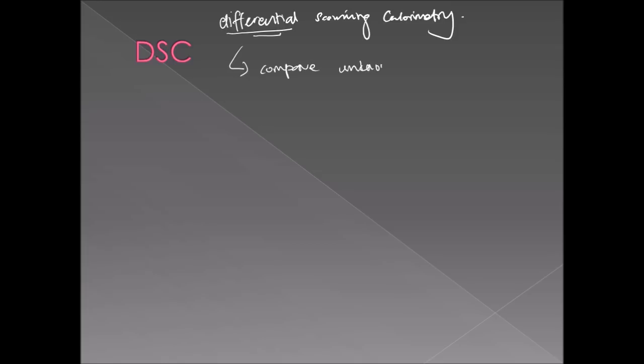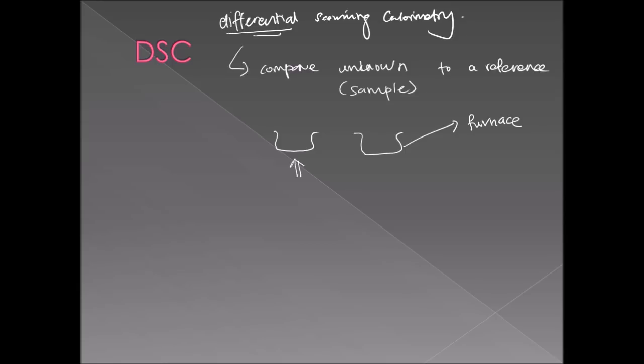Okay, let's talk about DSC, which is differential scanning calorimetry. Okay, as the name implies, differential, this technique compares the unknown, which is your sample, to a reference. In this machine you have 2 little bowls, or you call them furnaces, and they have a heat supply, and one of them will be for reference and another one for sample.